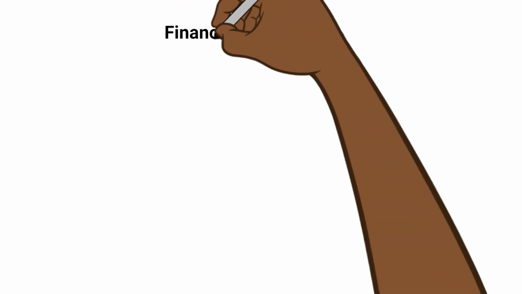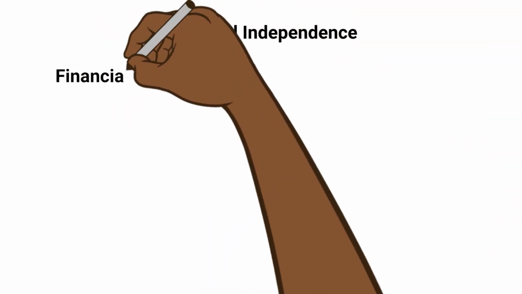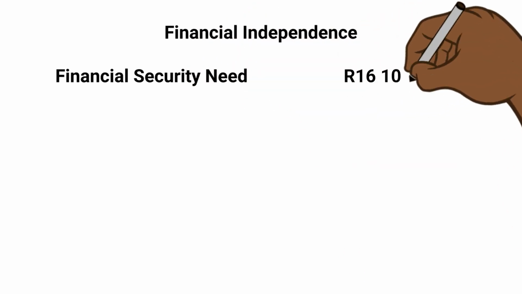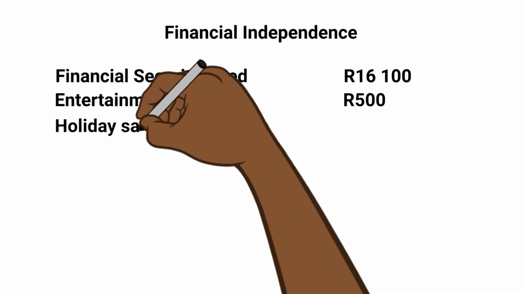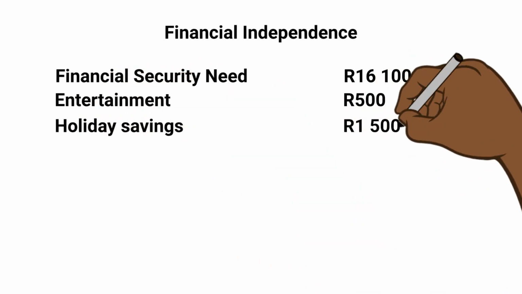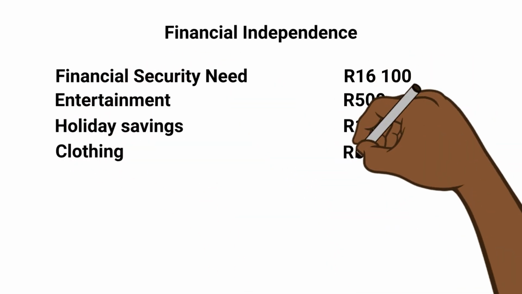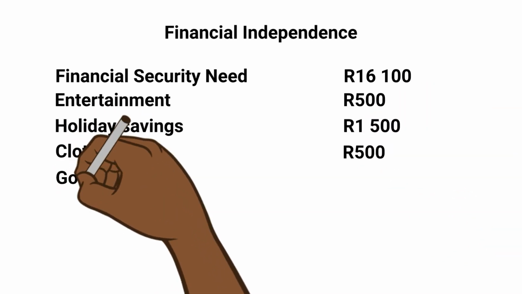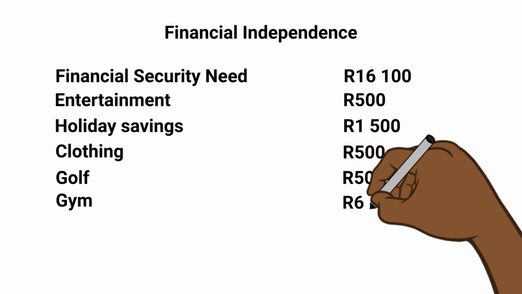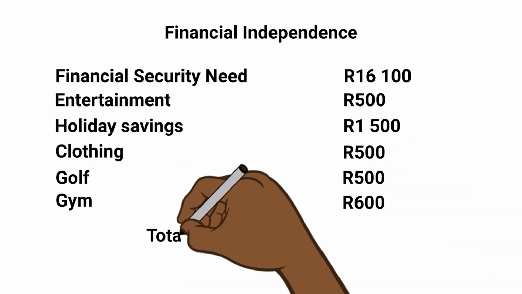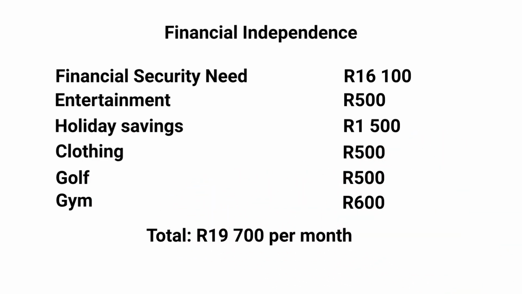Financial security income need, from the last example, 16,100 Rand. Your entertainment bill, 500 Rand a month. Holiday savings, 1,500 Rand a month. Clothing, golf, both 500 Rand a month. Gym fees and subscriptions, 600 Rand a month. Add that up and that's a total amount of money you need monthly of 19,700 Rand.